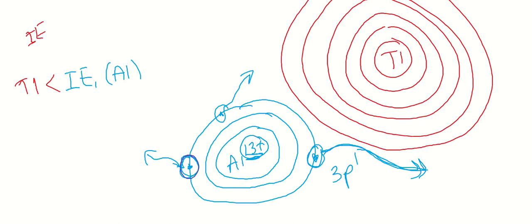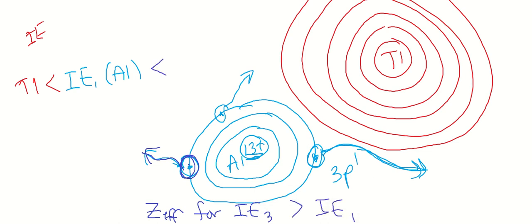I think we did it in this color. All right, that one's going to require more energy because the Z effective is greater for that. The ionization energy for the third electron is greater than the ionization energy for the first electron. That's true for any atom. Any subsequent electron is going to require more energy than the first one because of the greater effective nuclear charge. Ionization energy for number 3, the third electron for aluminum.